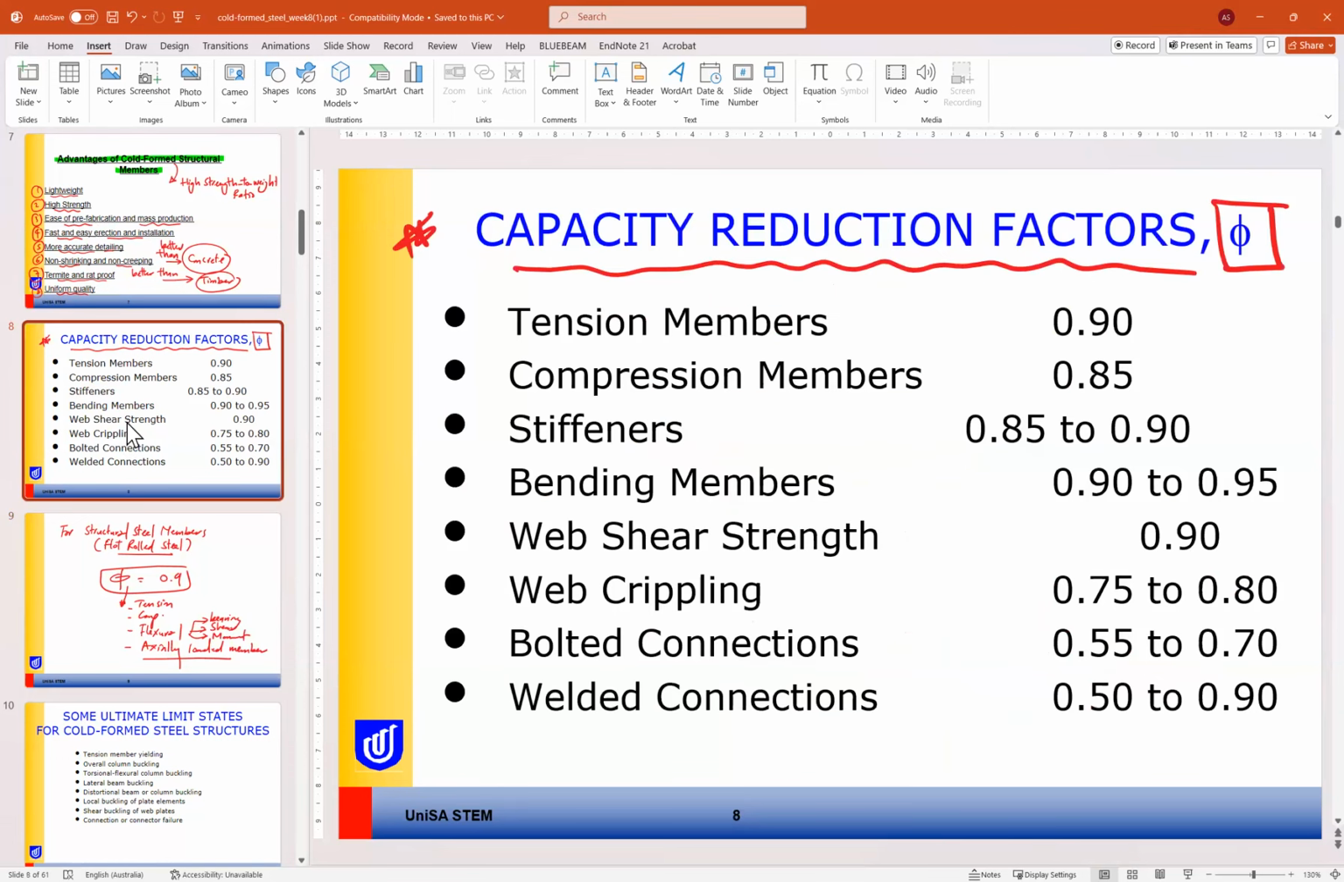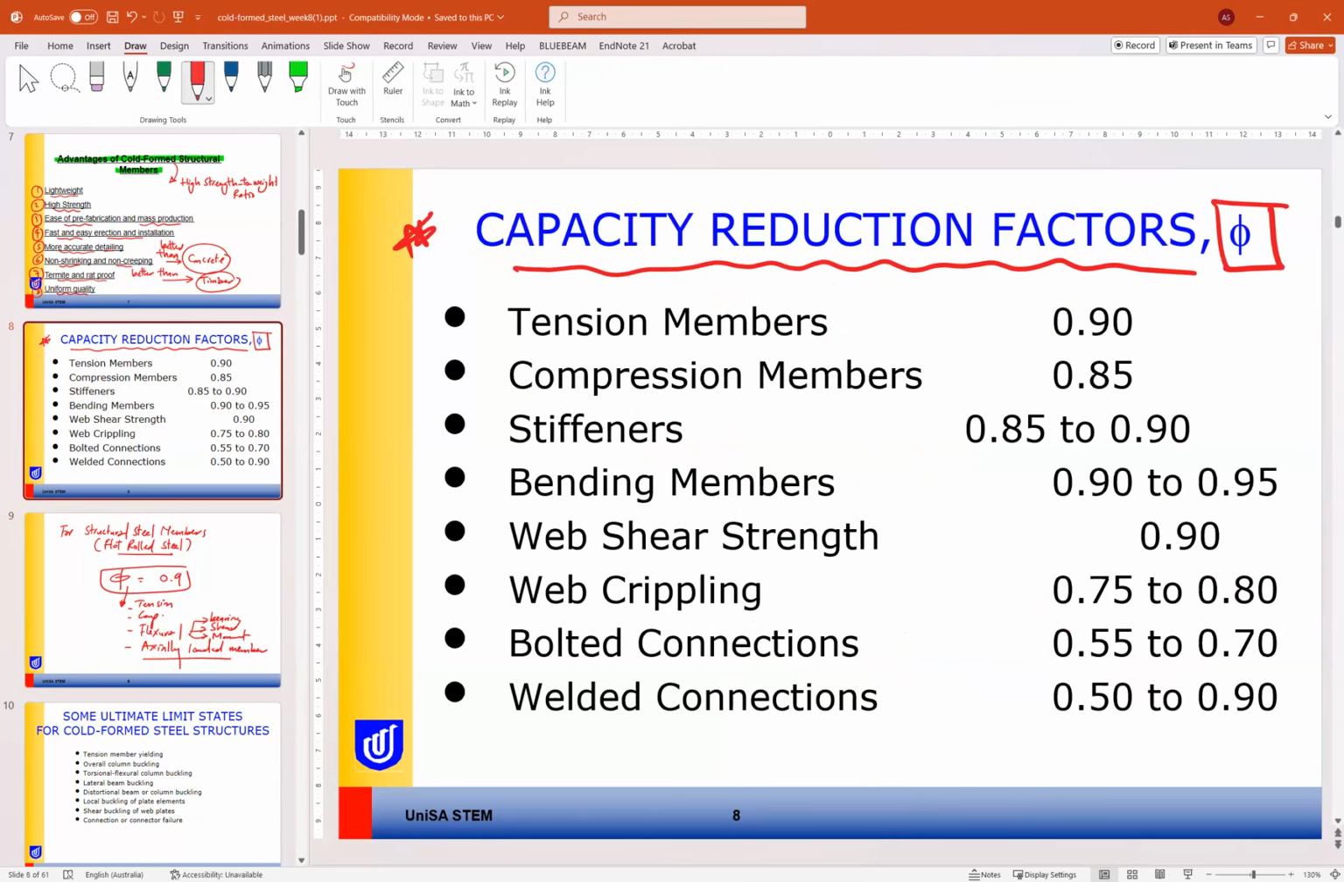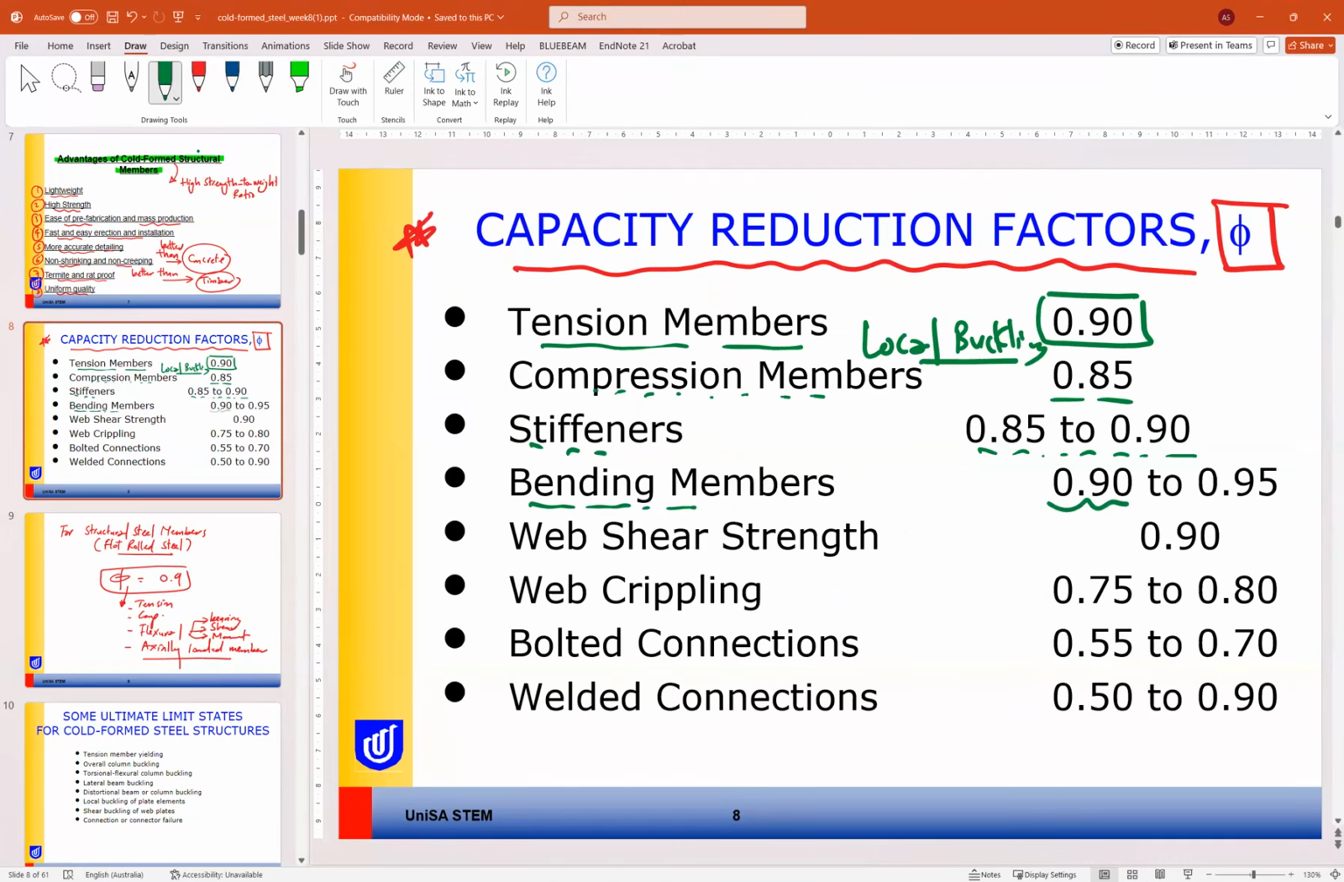However, in cold formed steel, due to the different properties compared to the properties of structural steel, sometimes for tension member, it's still the same, 0.9. For compression member, due to local buckling issue is more critical here, so it is 0.85. For stiffener, it's ranging between 0.85 to 0.9. For bending member, it is 0.9 to 0.95 because the cold formed steel post buckling behavior improves the strength in members like bending members.